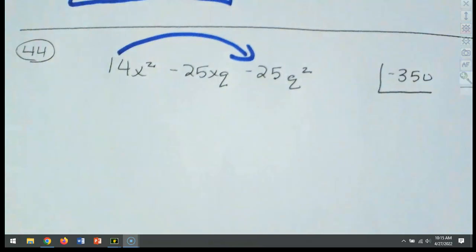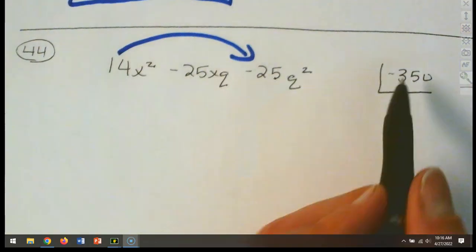Seems like it's a large number, but think about what it ends in. What does 350 end in? 0. So what does that tell you it has to have in it? Either a 5 or a 10. So we're going to be able to get this one pretty quickly.